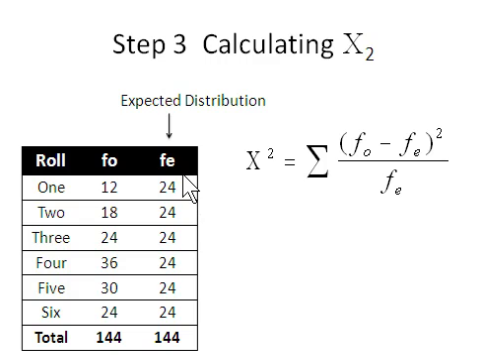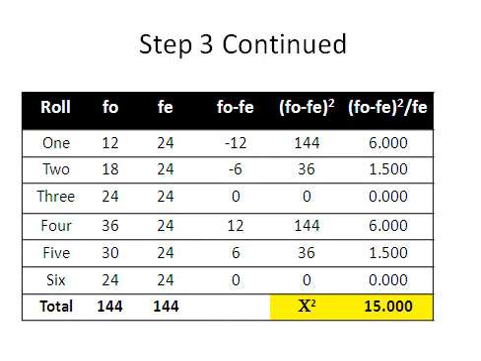To calculate chi-squared, we have to find an expected distribution. What if the die was perfectly fair? What would we expect? Well, out of 144 rolls, we would expect to get 24 in each category, the same number. Now, because we're dealing with a random variable, we really don't expect to get exactly 24, but it shouldn't be that far off. The way we're going to compute chi-squared, we're going to take each observed frequency minus the expected frequency, square those, divide by the expected, and add them together.